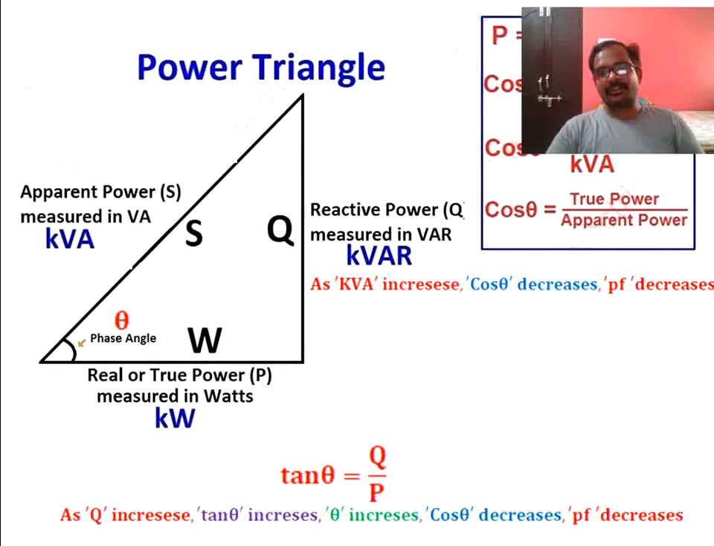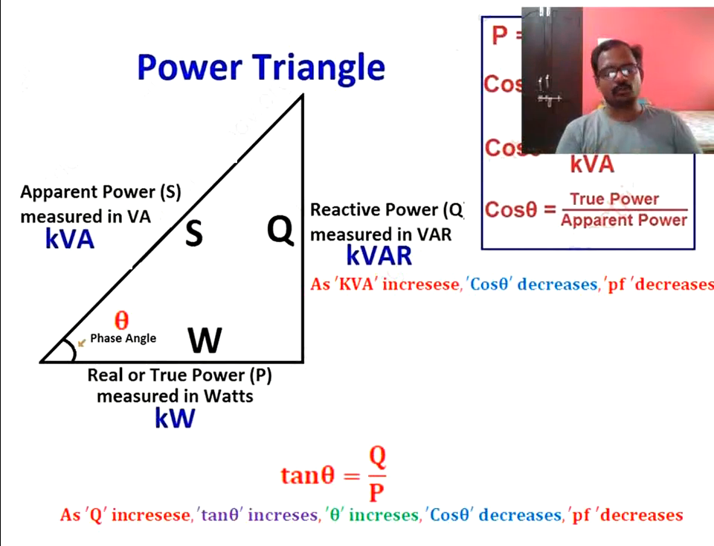Now you can see the power triangle, which you have already seen. On the real axis you will get P. On the imaginary axis you will get Q. And there is a hypotenuse, which is kVA. So S is equal to square root of P square plus Q square.